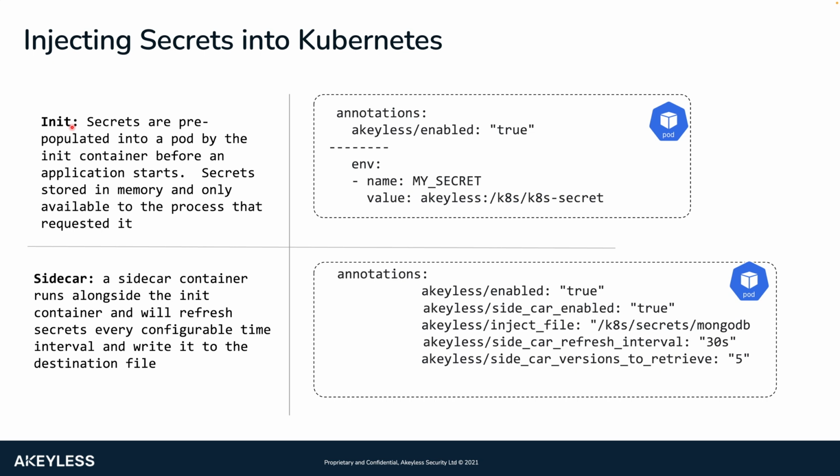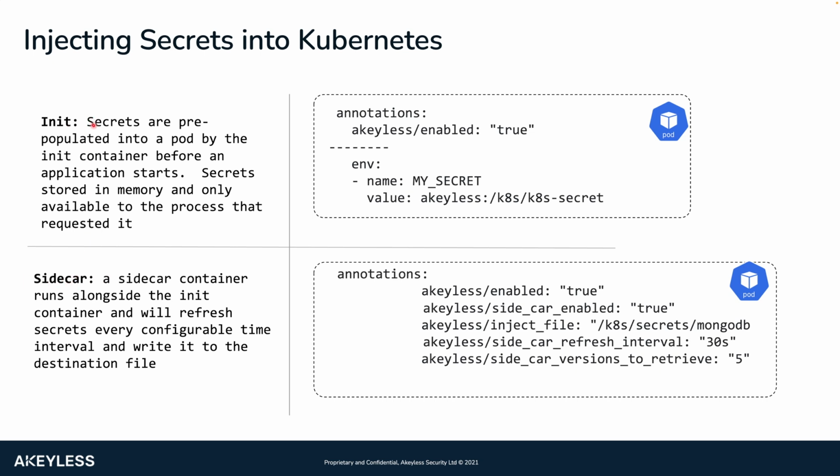Akeyless has a webhook that listens for events and injects an executable into containers inside a pod, which then requests secrets from the Akeyless Vault through annotations in your pod deployment file. We have two operation modes of injecting secrets, the init container and sidecar.